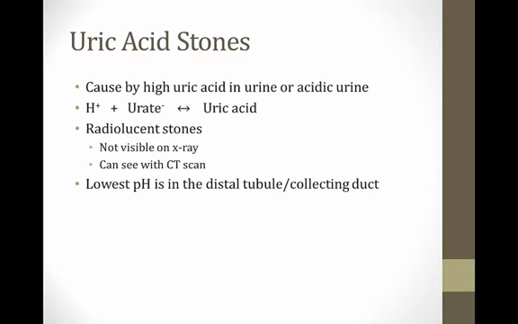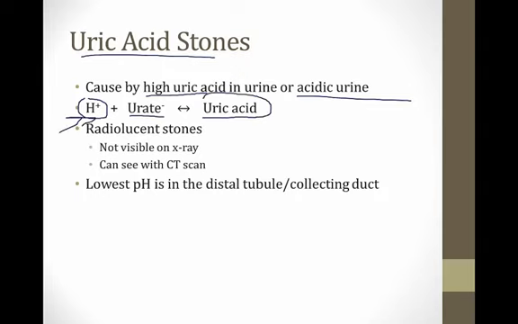Next type of stone is the uric acid stones, and these are relatively uncommon, and they're caused by either a high uric acid level in the urine or an acidic urine. So the way these stones form is that hydrogen ions present in the urine react with urate ions and form uric acid. So if you have a very acidic urine, you have a lot of H plus around, or if you have high urate levels in the urine, both of these things predispose people to get uric acid stones.